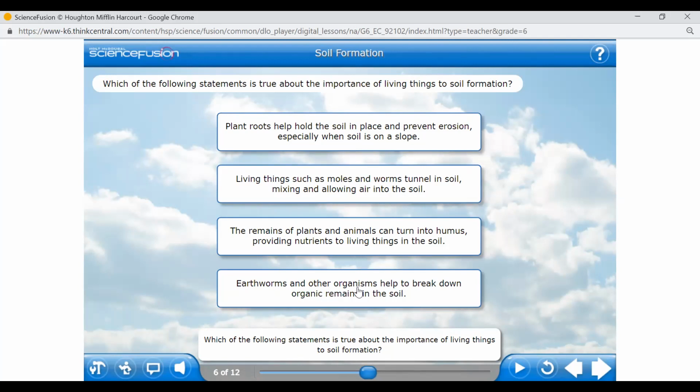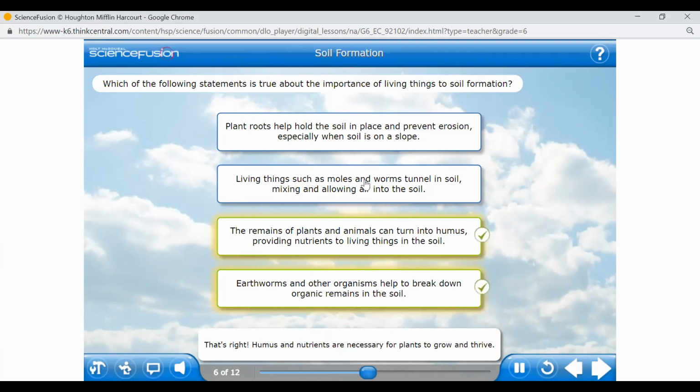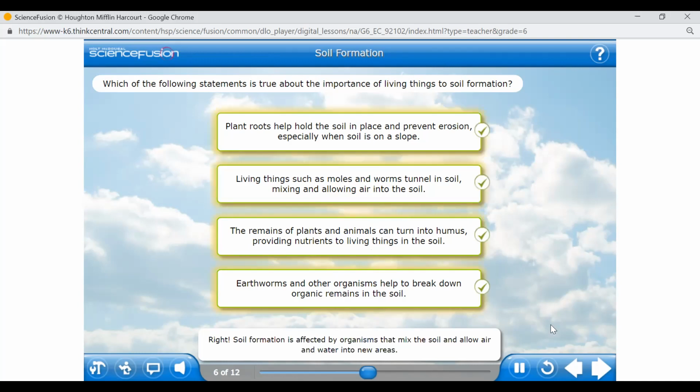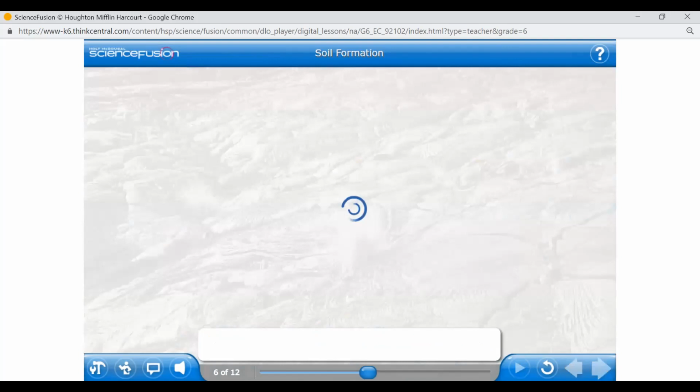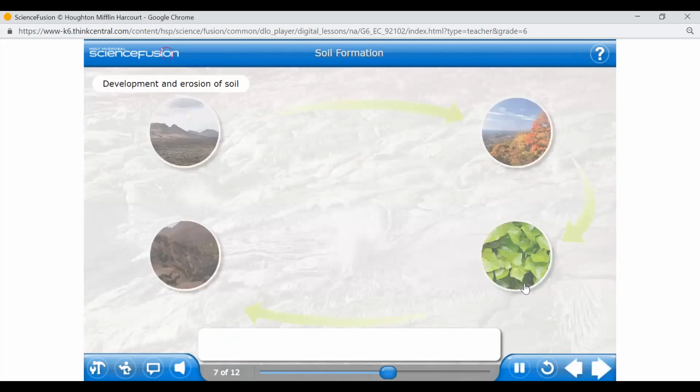Good job. That's right. Humus and nutrients, the first one, that's right. Soil formation, all of them are correct, because all the points are there, which I have covered with you. There are different ways soil can form.